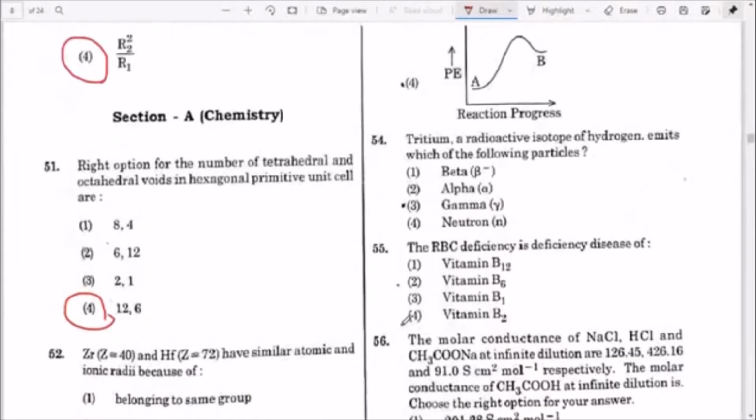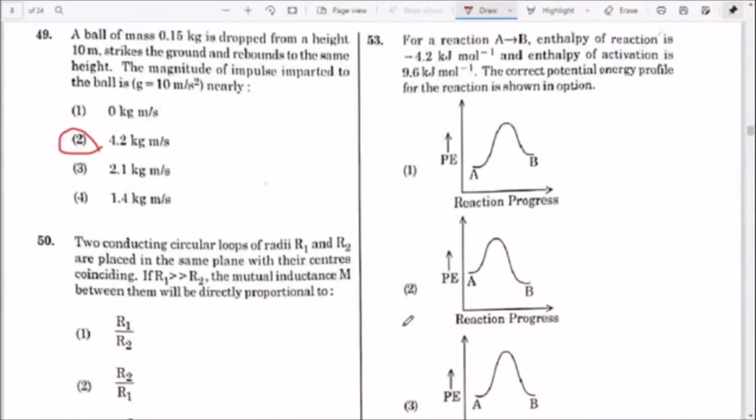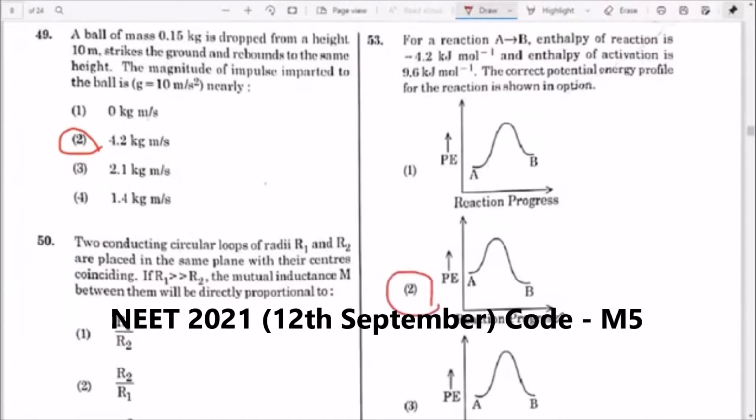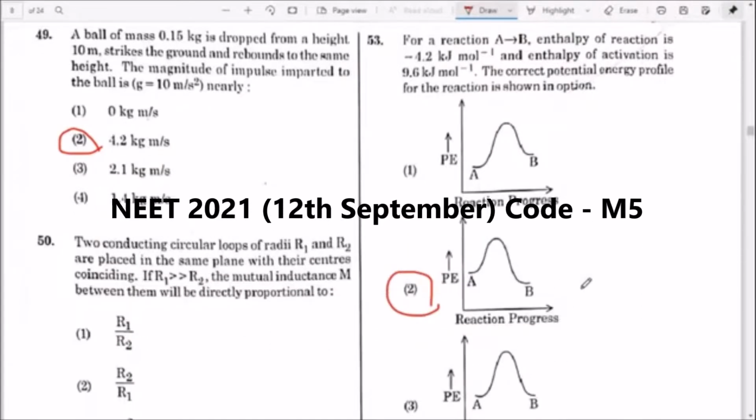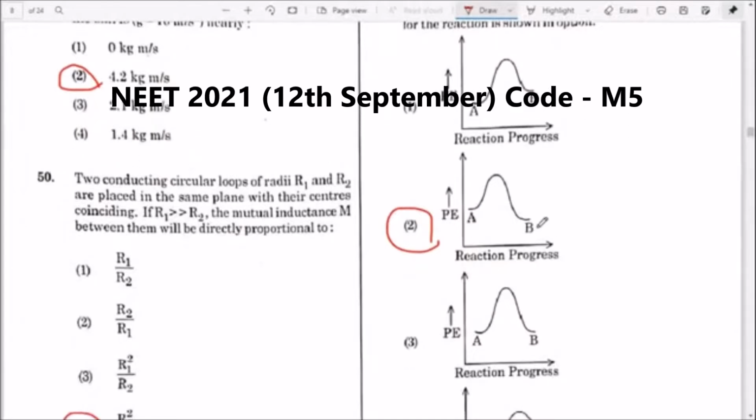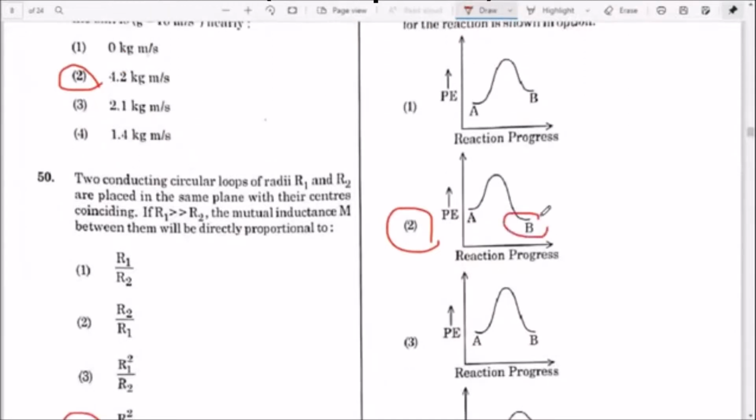Next, question number 53. For a reaction A gives B, enthalpy of reaction is minus 4.2 kilojoules per mole and enthalpy of activation is 9.6 kilojoules per mole. The correct potential energy profile for the reaction is shown in option 2. What is happening as reaction is progressing? Yes, this is A converting into B. So the product energy is lower than the starting materials. So option 2 is correct option, students.